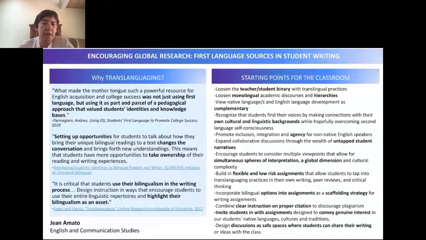The way that I approach it is that I build in a lot of very flexible, low-risk assignments that encourage students, but don't require them to tap into it. And I'll show you some examples of that. Again, it's built into scaffolding. From the very beginning, I always provide students with a quick tutorial on how to cite in languages other than English, and I give some sample assignments, and I do a lot of group work. So let me keep going here.